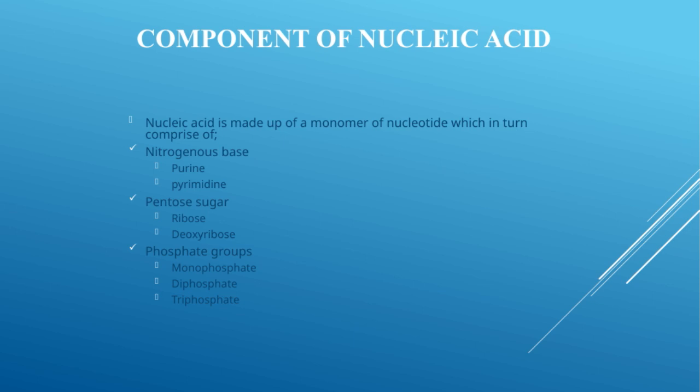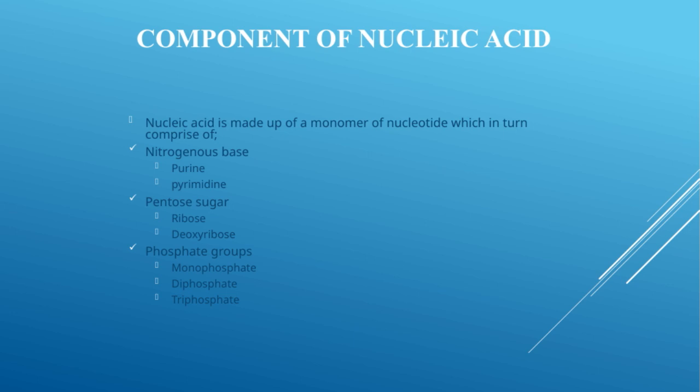Nucleic acids are made up of monomers called nucleotides. Each nucleotide is composed of three main components. First, there's the nitrogenous base, which you can think of as the informational part of the nucleotide. These bases are classified into two categories: purines, which have a double-ring structure, and pyrimidines, which have a single-ring structure. This distinction is crucial because it influences how nucleotides pair up in DNA and RNA.